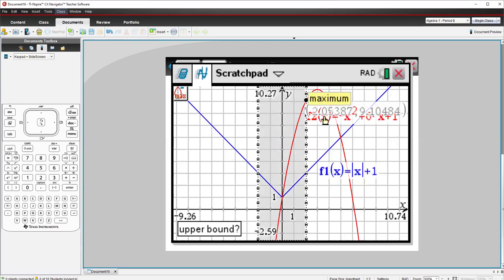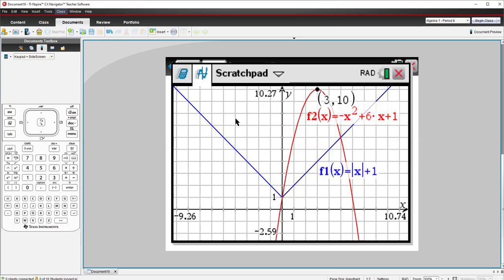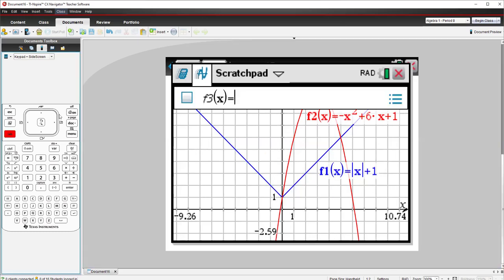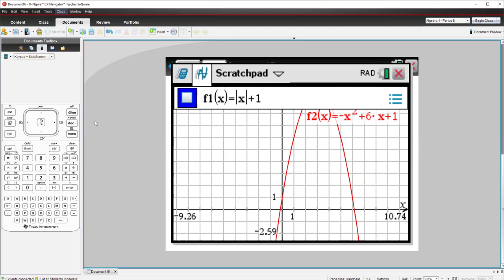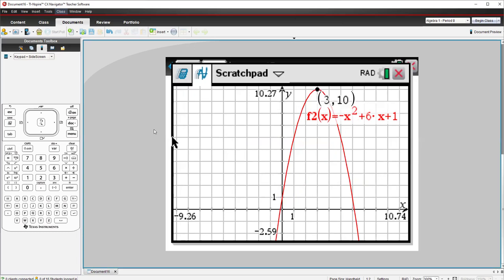So I'm going to go here and pull this over. Now, to be honest, watch what I do. I'm going to go back to tab and uncheck this just to get it out of the way for now, because I don't need that anymore. One of my points is going to be 3, 10. So go over 3, go up 10, and that's going to be one of my points right there.